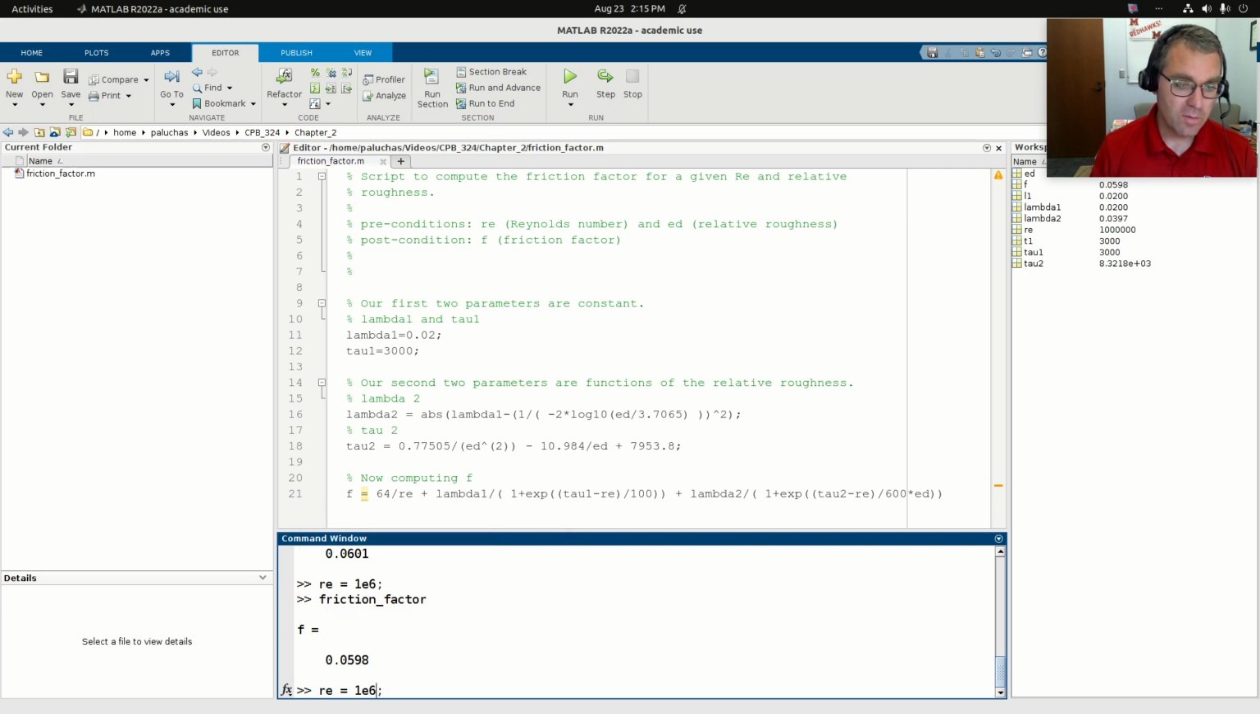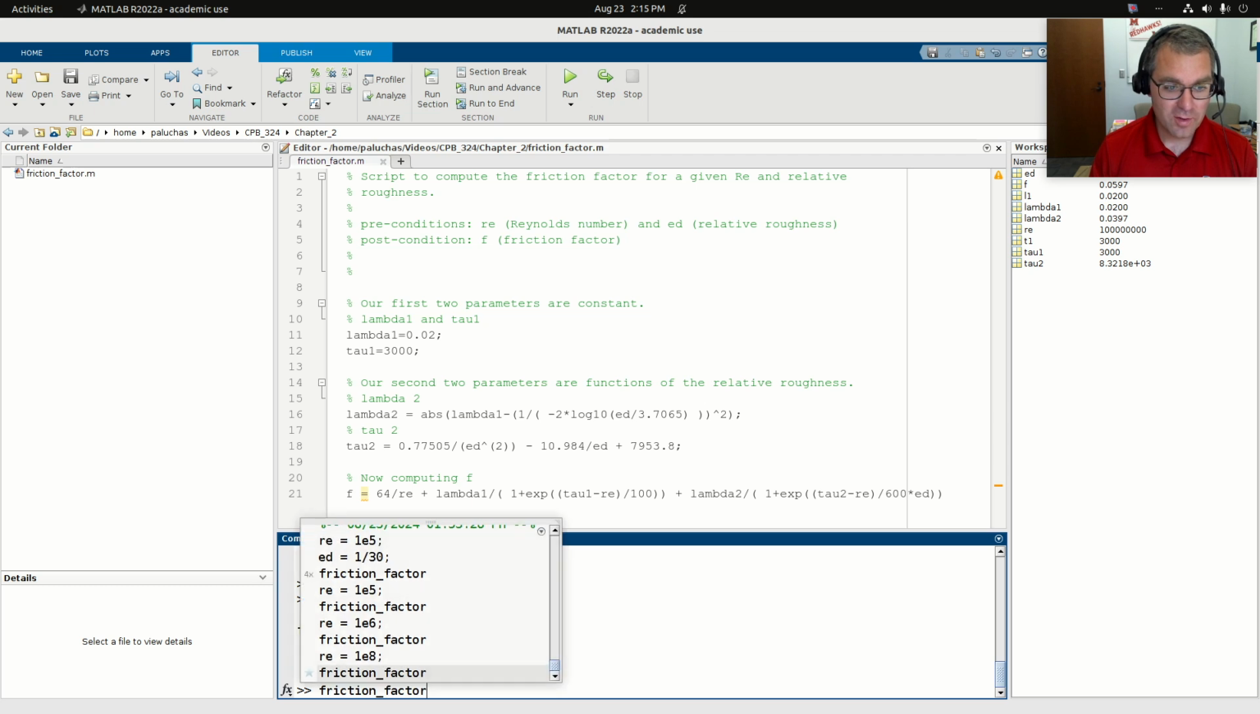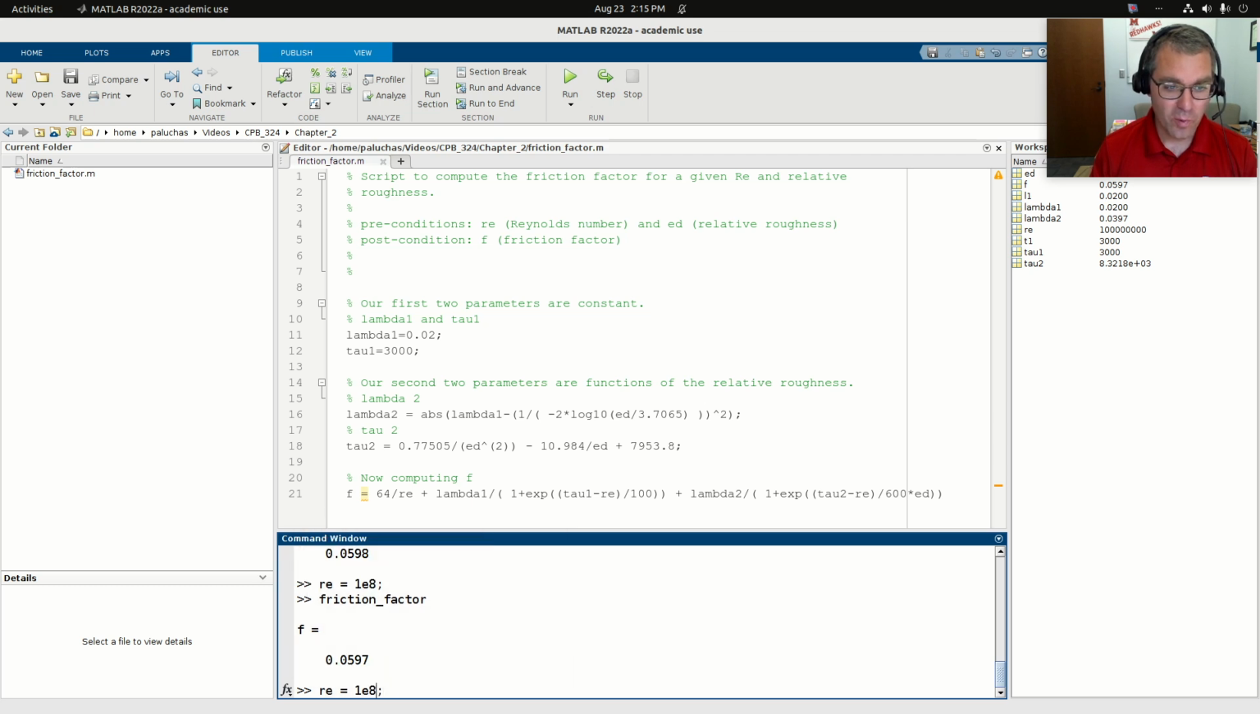And so if I make that 1e to the negative 8, I run friction factor, it's decreased slightly. It's hard to see at this point. So maybe if I go in the opposite direction, 1e to the 3, so if I decrease Reynolds and run it, now we've gone in the opposite direction where it's increased.